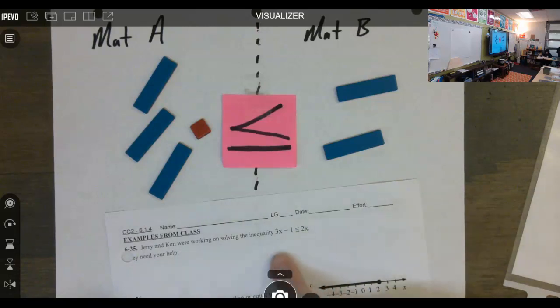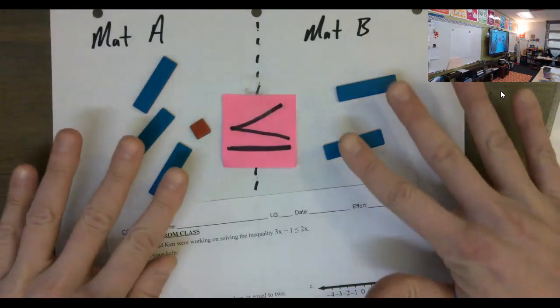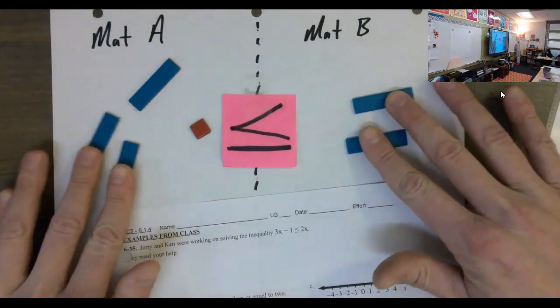All right, so on our paper we are going to write what it is that we did. So if you didn't write anything here yet, that's good, because we're going to do this together. And if you did, we'll just make sure that we write the same stuff together. Sophia, tell me something we could do to clean this up. Take away 2x from each side.